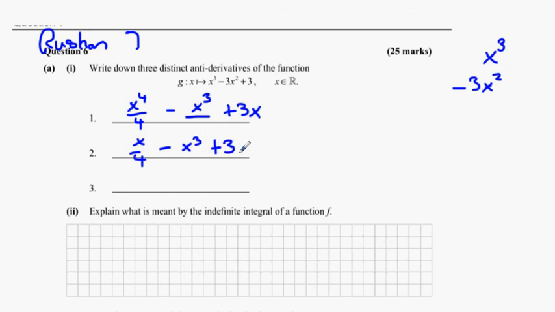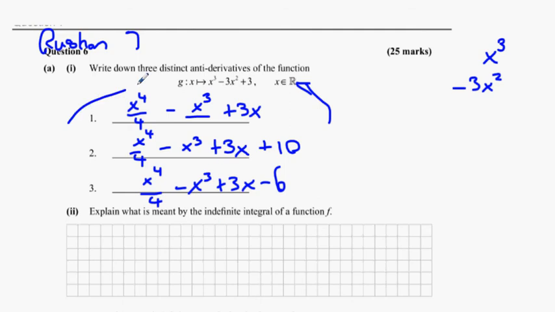Exactly the same thing, except, I don't know, a 10 at the end? You can put the x to the 4. Same answer, but with 10 at the end. Will that differentiate into this up here? Yeah. Give me another one. Same thing again, but minus 6, or something like that. If you differentiate any of those 3 answers, they all turn into the top answer.